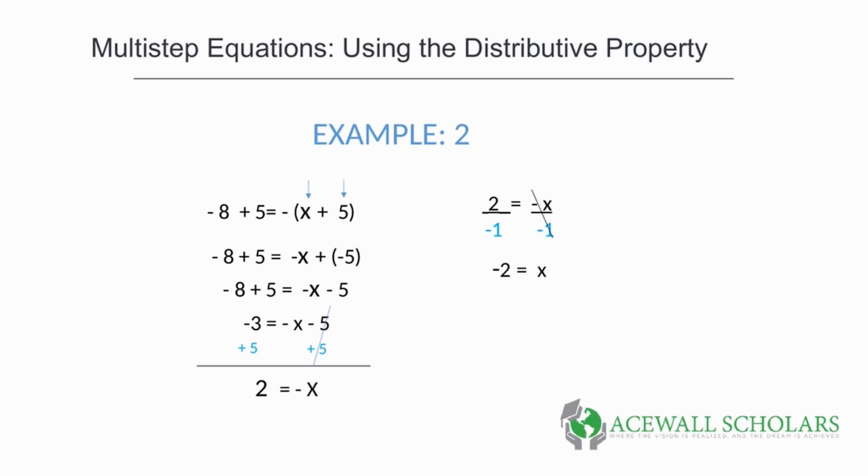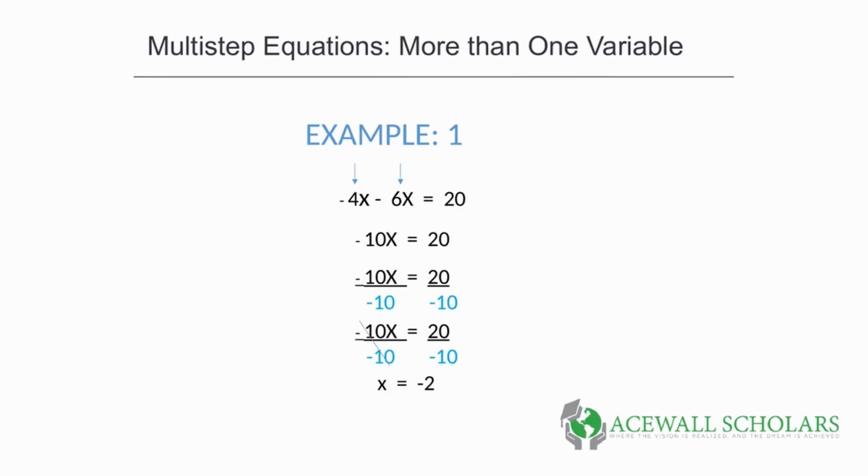Now, let's look at an example where we have more than one variable. All right, so this particular equation is -4x minus 6x equals 20. The first thing I want to do is combine my variables. So what's -4x minus 6x? -10x. So now we have -10x equals 20. Now it's time to isolate our variable, which means get it by itself. So that -10 needs to be taken to the other side of the equation, so we're going to divide out by -10 on both sides. The -10's cancel out, and we're left with x equals -2.